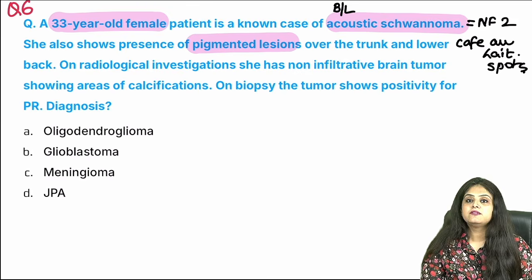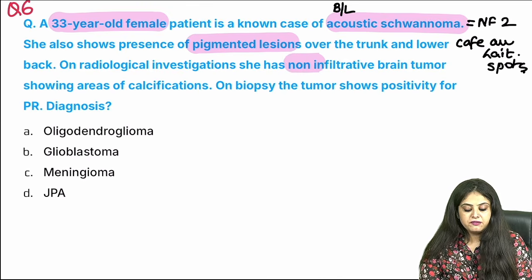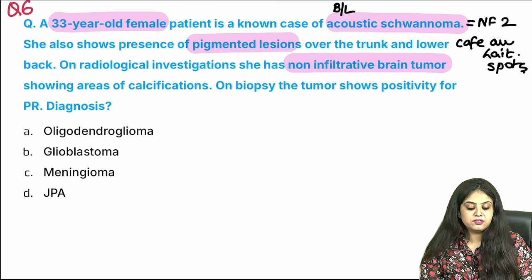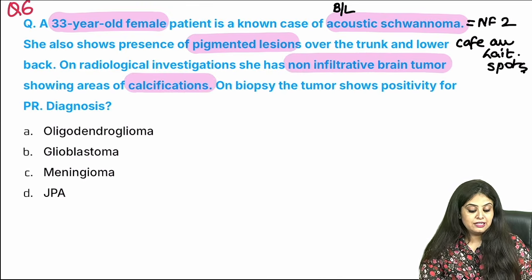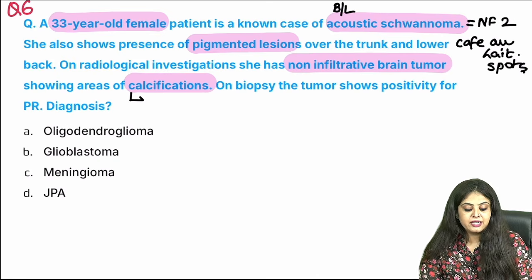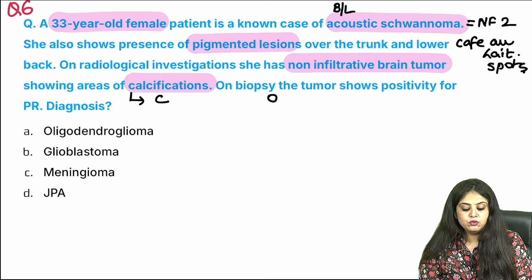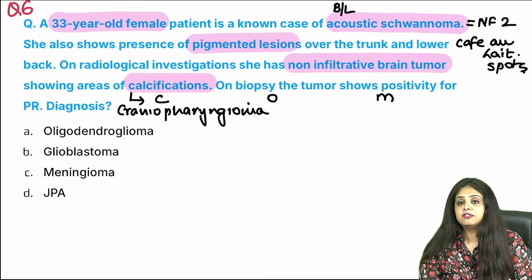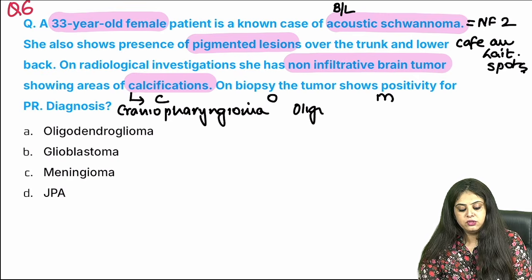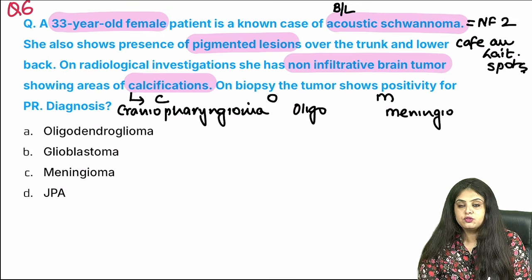On radiological investigations, there is a non-infiltrative brain tumor that is present with areas of calcification. See, whenever they say calcification, that is seen in 3 brain tumors in general. Number 1 is less heard of, that is craniopharyngioma. The next 2 are the ones which are your favorite. The O is the one with the fried egg appearance, that is oligodendroglioma. And the third one is meningioma. So the answer has to be one of these.